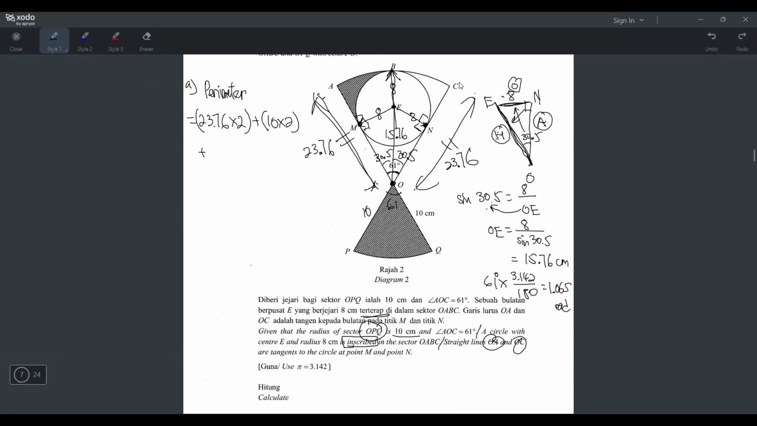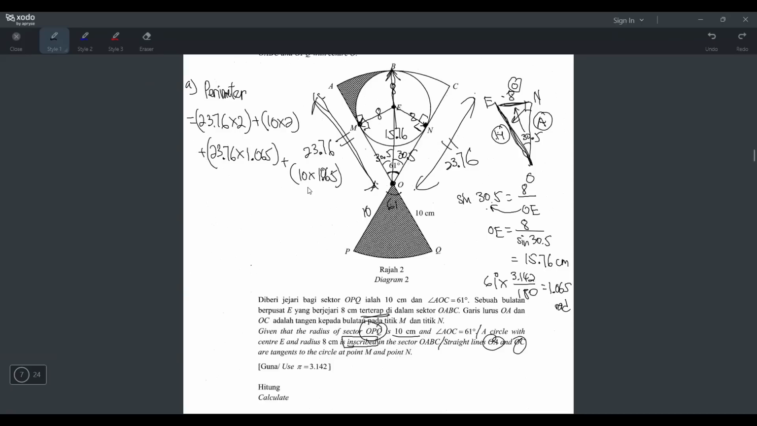So how to find this arc? You will use the formula R theta. R is the radius, which is 23.76. And then times with theta in radian. So the theta is 61, and in radian is 1.065. I already converted just now, so just key it in. And then later you will get the arc. Then plus one more arc, which is this down arc. So you will do R theta also. R is 10, times with theta 1.065 also.